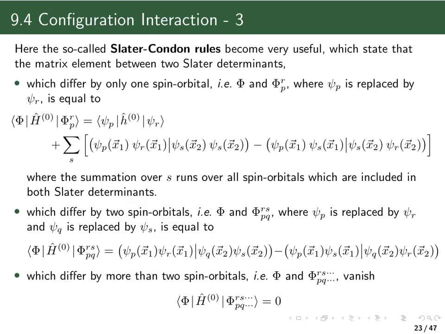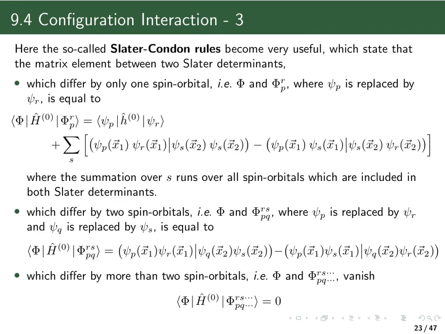Now, if the difference is two spin orbitals, so the two spin orbitals p and q, which are included in the determinant in the bra, are in the ket replaced by the spin orbitals r and s, then we actually get just two-electron integrals. We get one Coulomb and one exchange integral, given by these four spin orbitals p, q, r, and s. And if the difference is more than two spin orbitals, then the integral is zero.